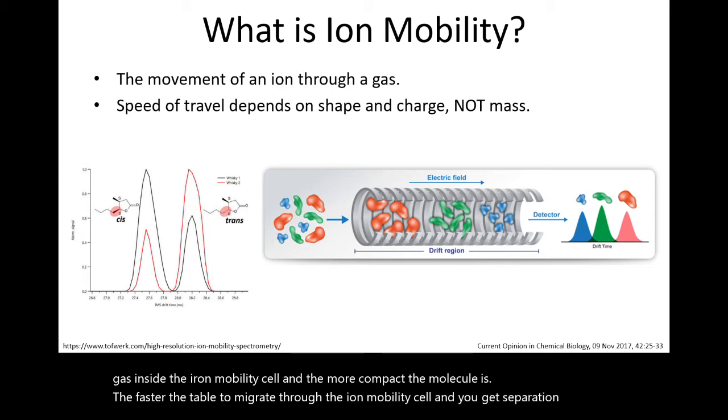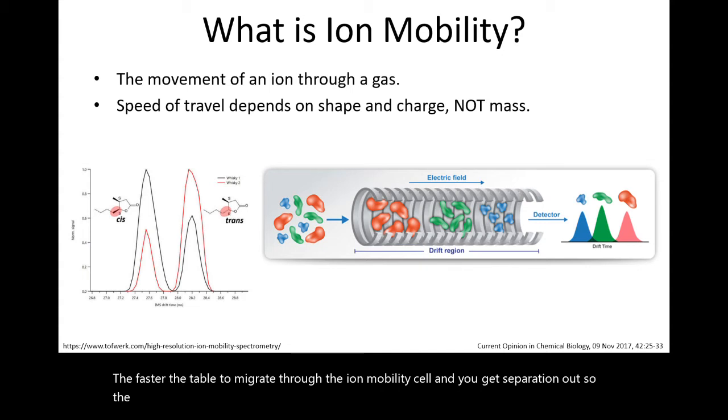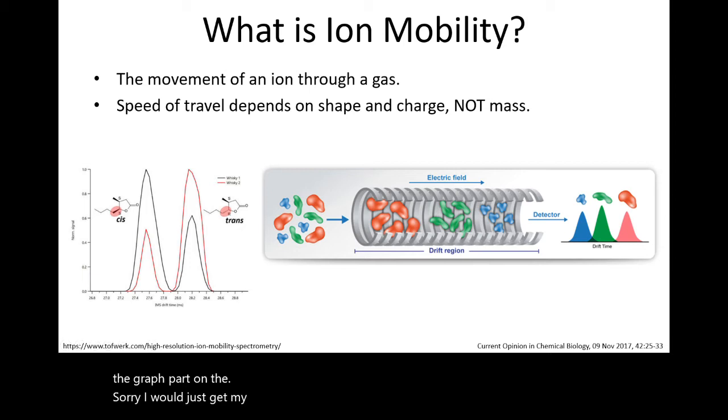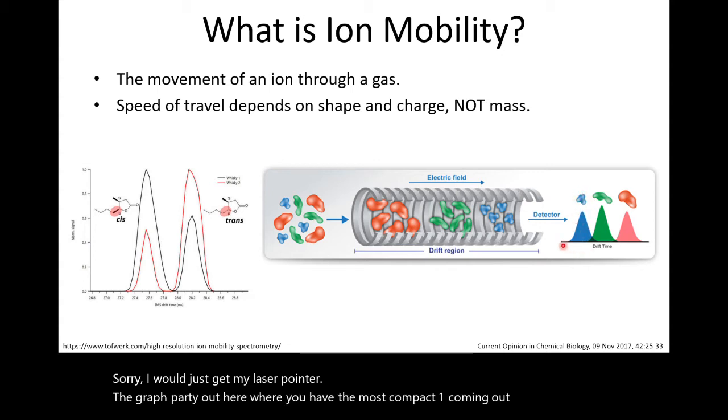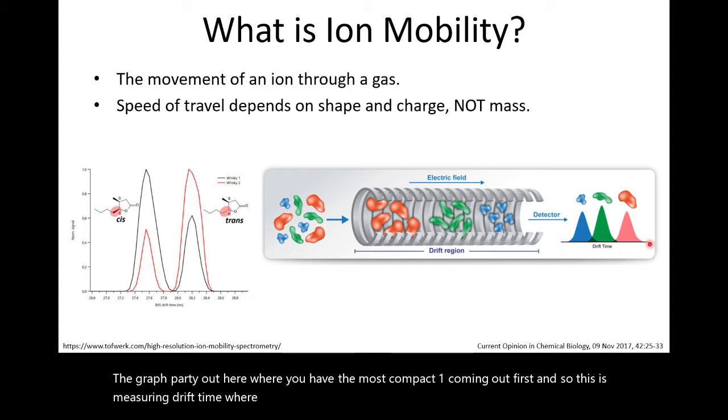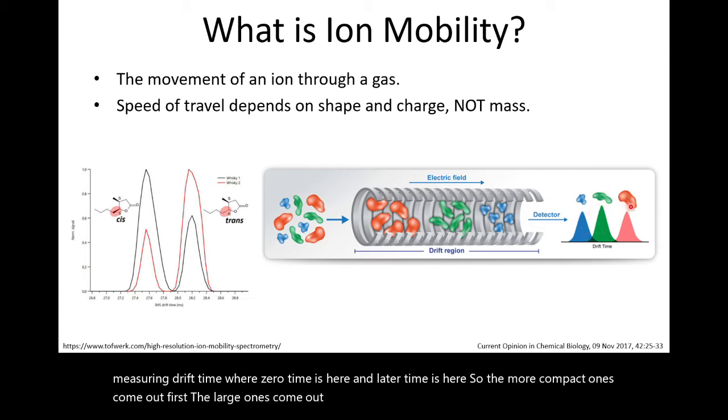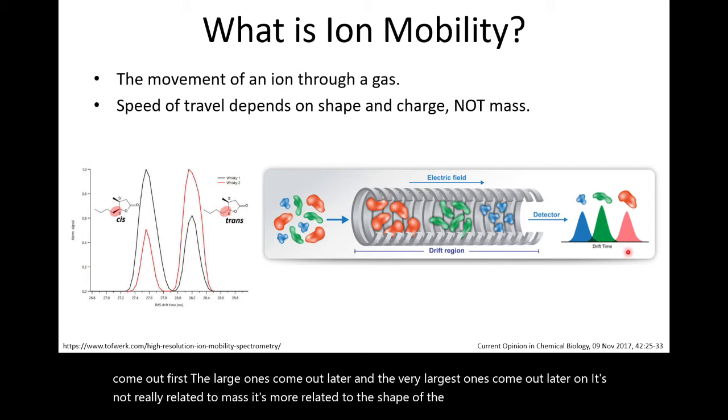So the graph part out here, sorry, I'll just get my laser pointer. The graph part out here where you have the most compact one coming out first. And so this is measuring drift time, where zero time is here and later time is here. So the more compact ones come out first, the larger ones come out later, and the very largest ones come out later on. It's not really related to mass, it's more related to the shape of the molecule rather than its mass. Now, what you can do with this, it's really powerful.